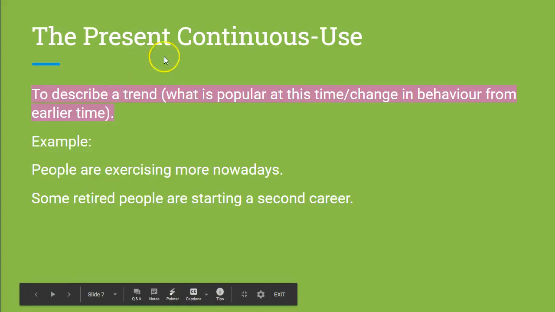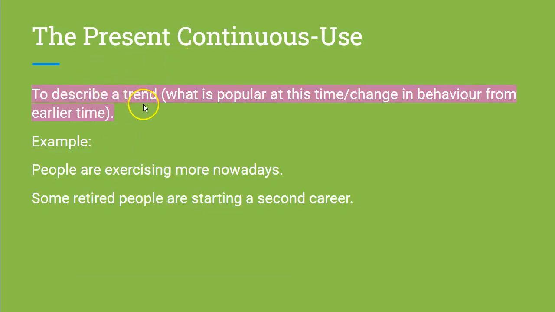Okay, we can also use present continuous to describe a trend. So a trend is something that a lot of people are doing right now. It's popular, and often it describes a change in behavior from an earlier time. So for example, people are exercising more nowadays. Some retired people are starting a second career.